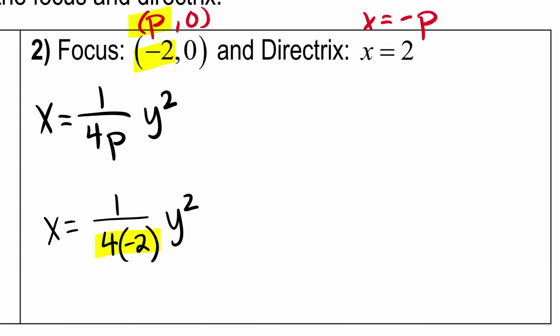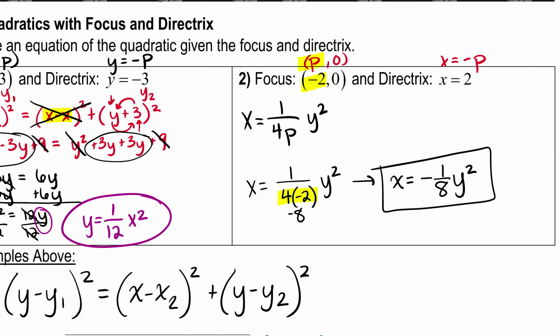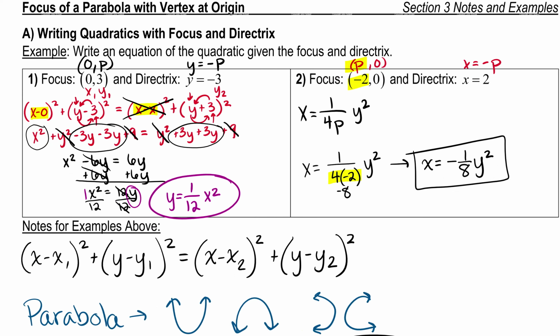That's it. Much faster. So I'm going to have x equals, notice that's the 4 times negative 2, that's negative 8, right? So if I have a negative, I'm just going to put it out front. So I have negative 1 over 8 y squared. And that's my answer. That was much faster on number 2 than on number 1. You can use either way. That's totally fine. I just wanted to show you the long way so you understand how the short way works. That's number 1 and 2.